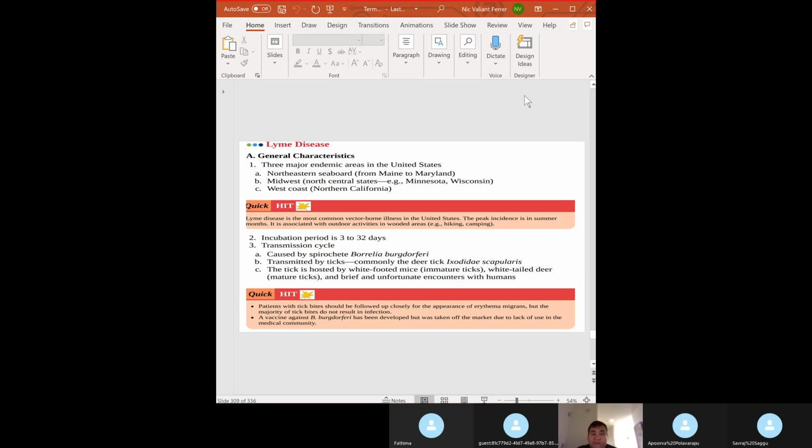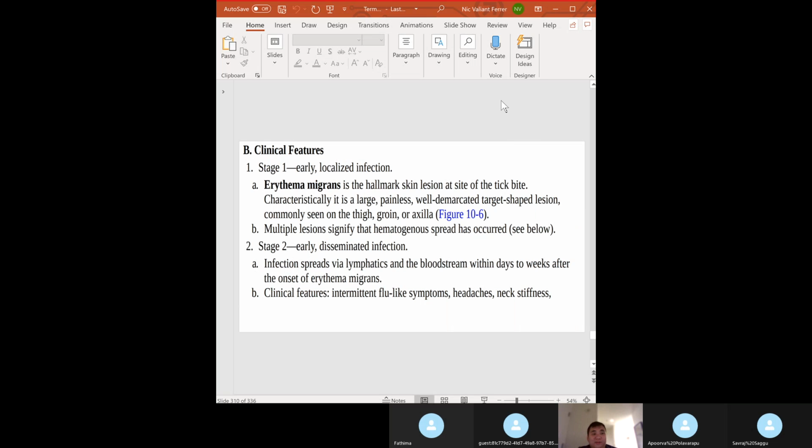So what can we see in the skin? Erythema migrans, right? And there's a vaccine actually for Lyme disease. However, it's taken off the market because of the lack of use. No one is using it. Erythema migrans, this is the hallmark skin lesion. This is your target shape lesion.